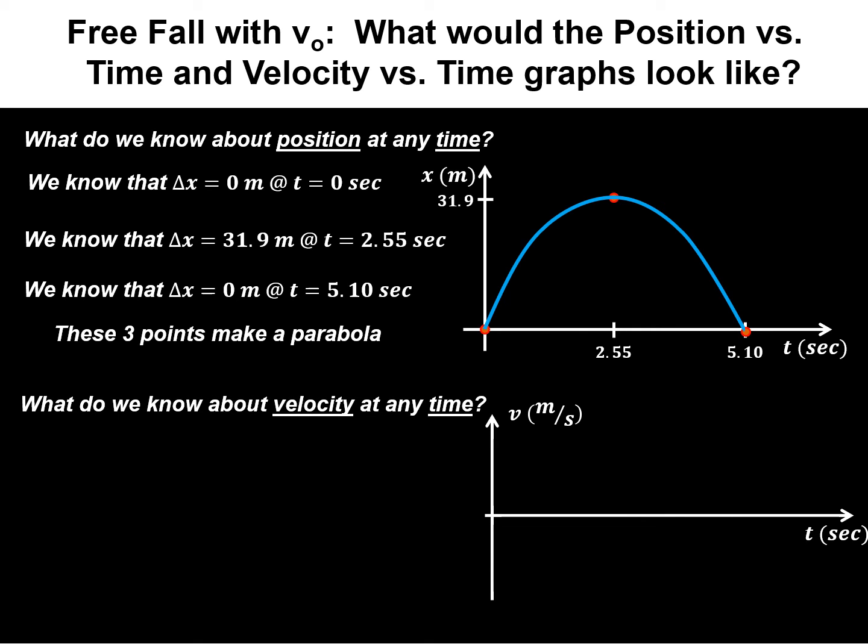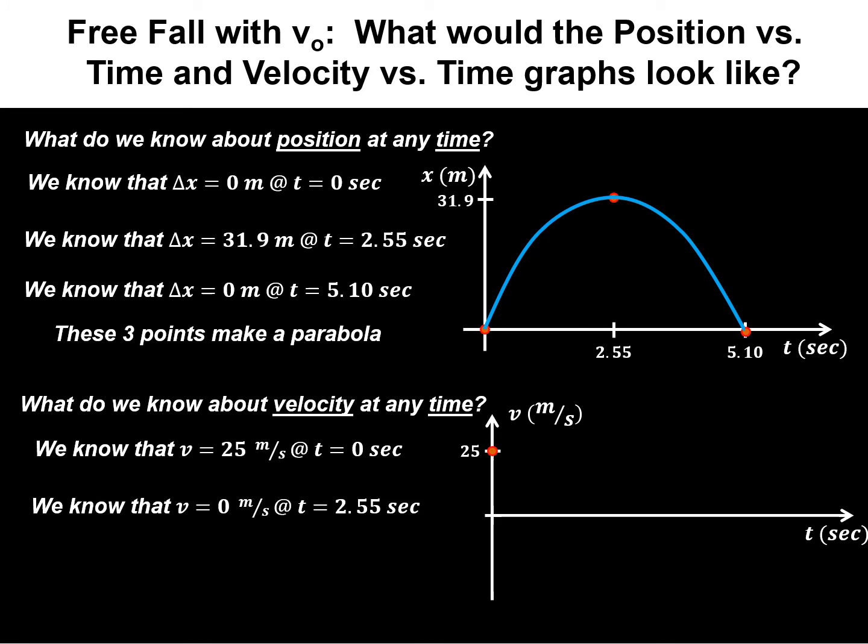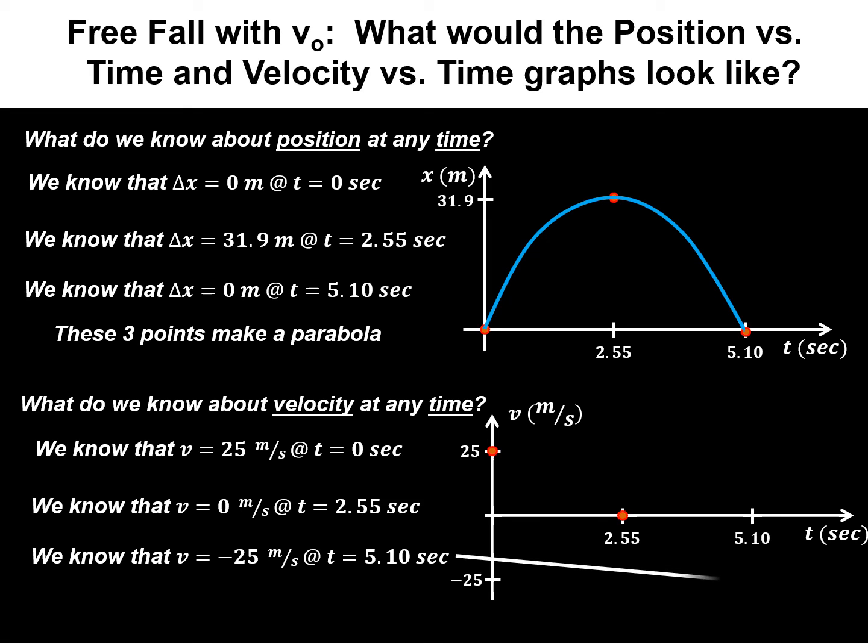Well, again, we need some points. At 0 seconds, we knew that the initial velocity was 25 meters per second. At 2.55 seconds, when it's at the top of its path, we know it stops, so it has 0 meters per second. Also, when it comes back down to the same position where it started, we know that the velocity is negative 25 meters per second, and that's at 5.1 seconds.